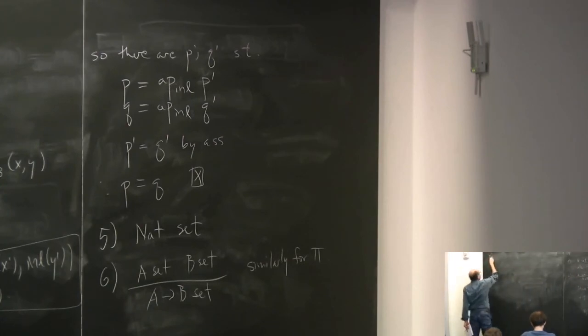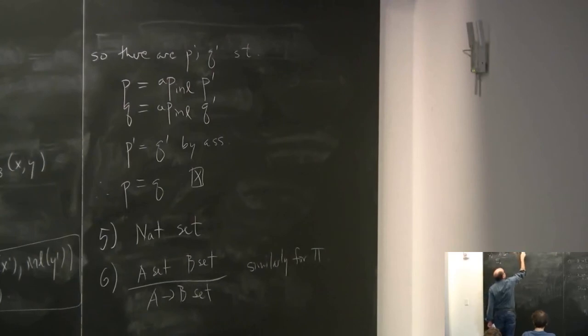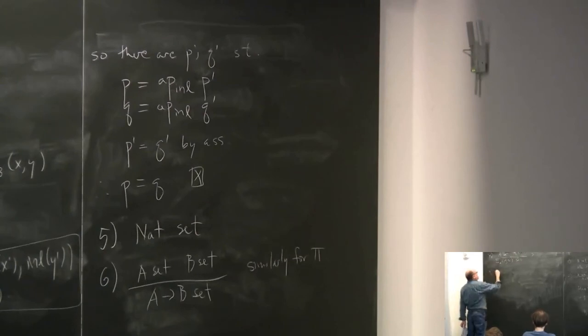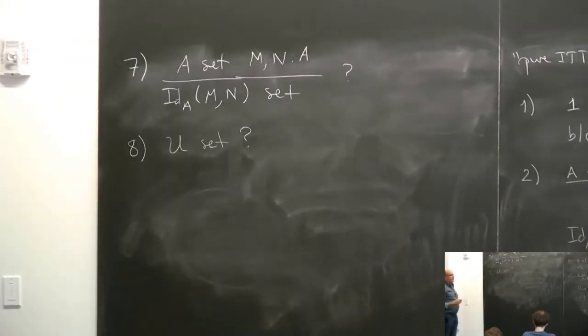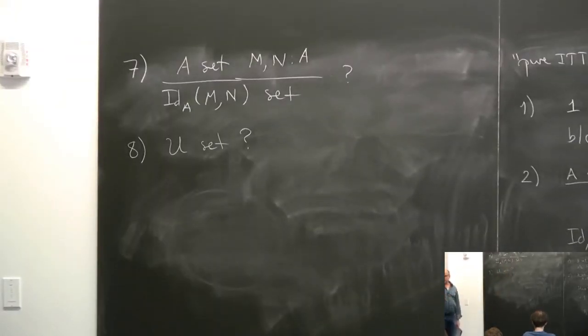The two other things to worry about are: if A is a set, and x and y, let's call them M and N, are in A, why is it that id A M N is a set? We have to think about that. It's an argument that would be easy to overlook. And then, why is the universe a set? Those are the two things that would be questionable.